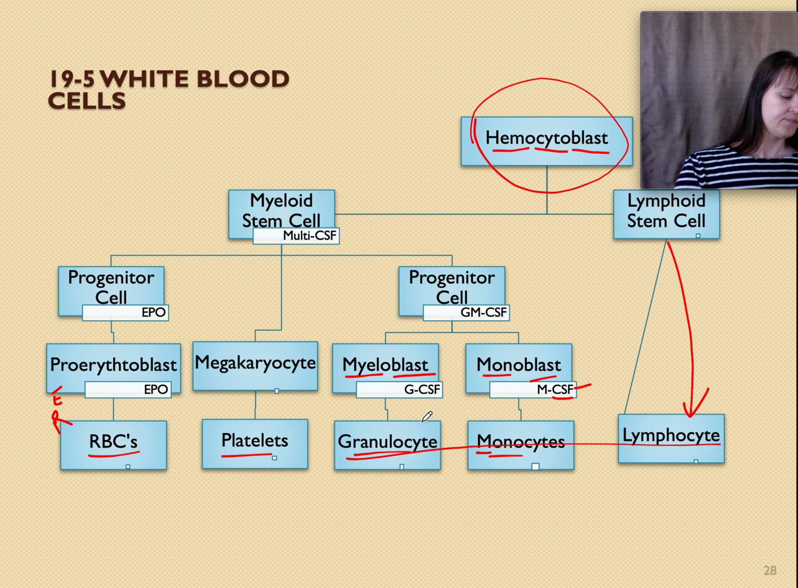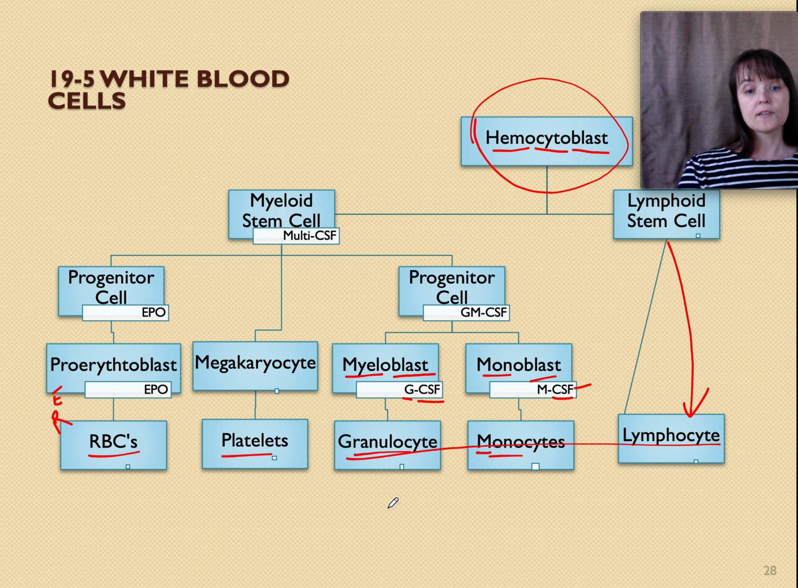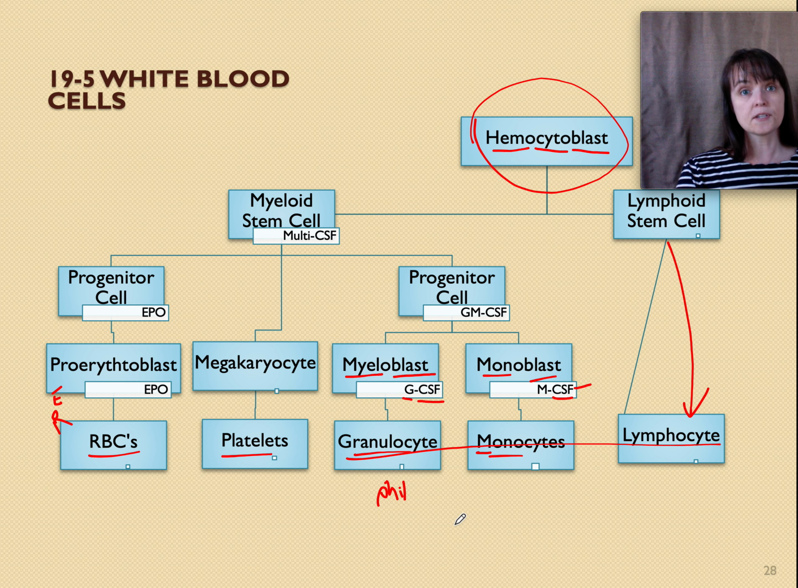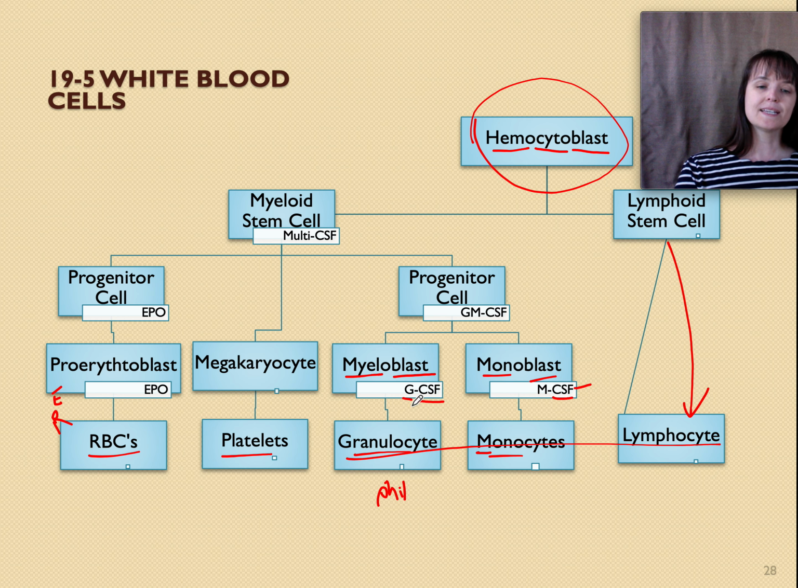Granulocyte formation is stimulated by GCSF, G for granulocyte. And what are the granulocytes? The granulocytes are all of the phils. Some guy named Phil named these. I'm just joking. Basophil, eosinophil, neutrophil. All of the phils are granulocytes. So fill your brain with that knowledge. And so the hormone that makes that is the GCSF for granulocyte, MCSF for monocyte.